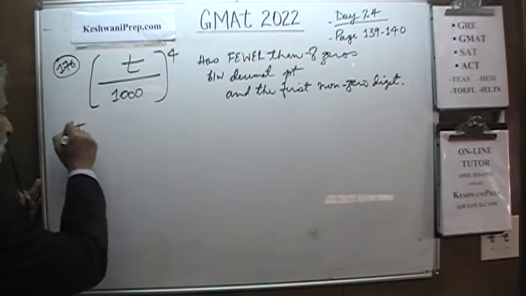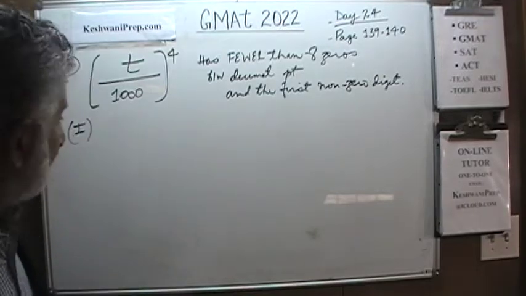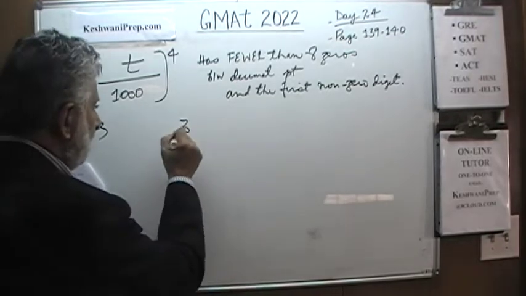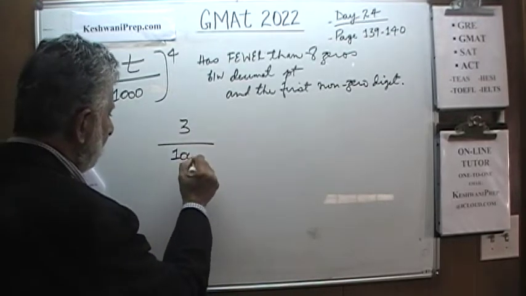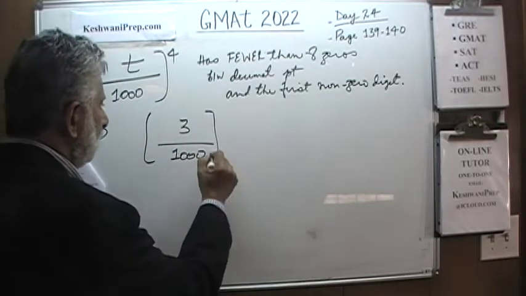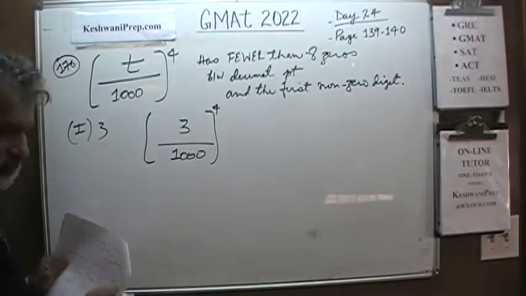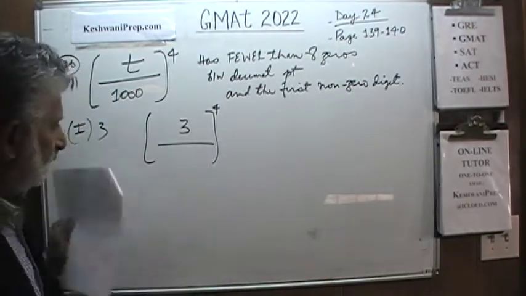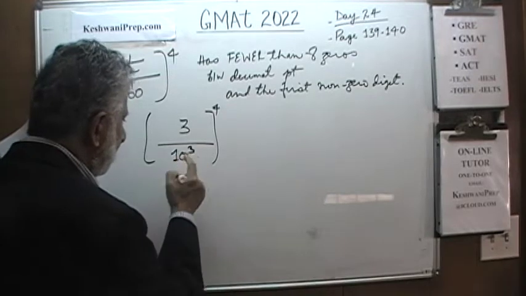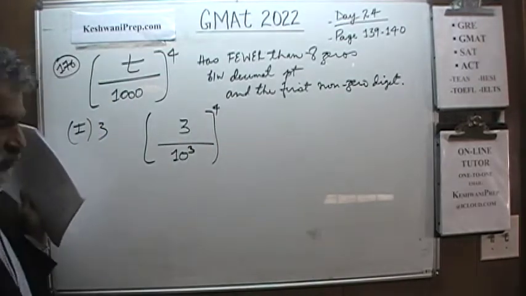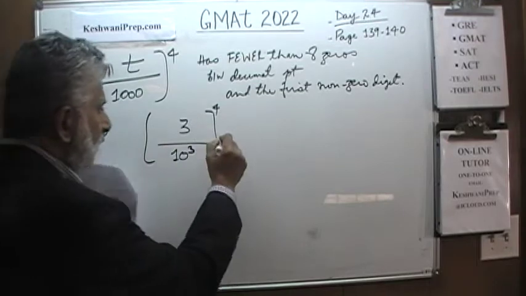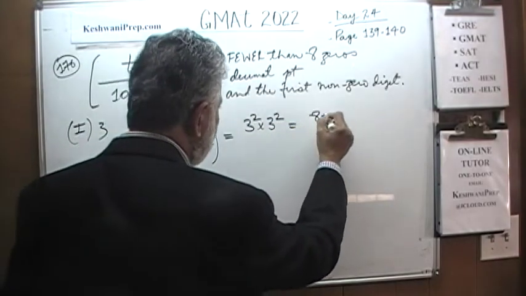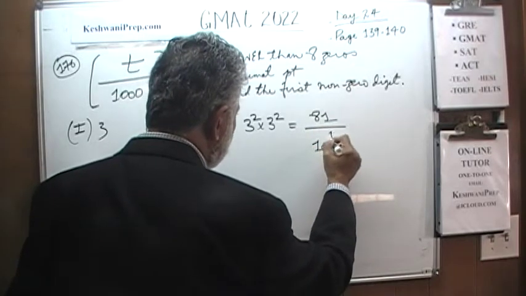Can it be number one? Can it be three? Can t be 3? Let's find out. 3 over 1000 raised to 4 is what we're dealing with. 1000 can very easily be written as 10 raised to 3. 10 raised to 3 raised to 4 is going to give us 10 raised to 12. And on the top you have 3 raised to 4, which is 3 squared times 3 squared, which is just 81. So it's 81 over 10 raised to 12.